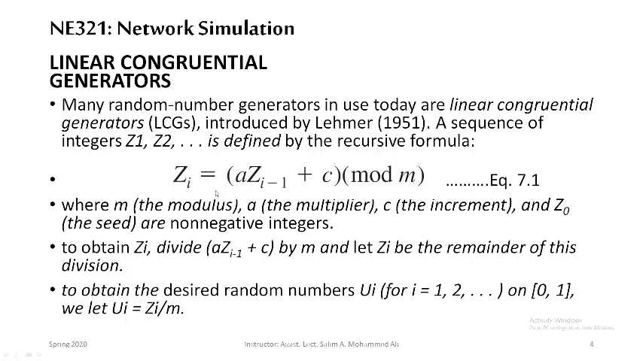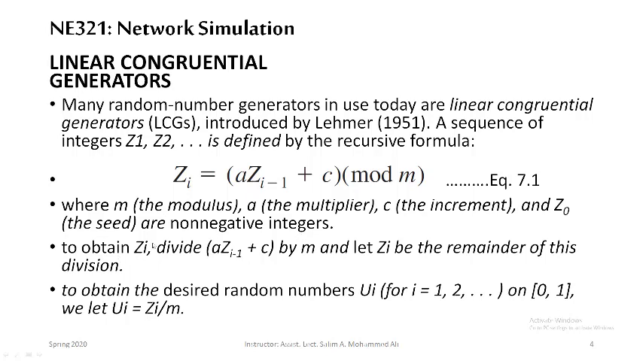So how many parameters do we have? We have Zi, we have A, we have Zi minus 1, the previous value of Z, we have the constant C, and we have M, the modulus of your system, where M is the modulus, A is the multiplier, and C is the increment. As you see from this equation, it's a simple linear first degree equation. For this reason, they call it linear congruential generator. Z naught, the first Z you are going to use here, is going to be the seed. Usually they are non-negative integers.